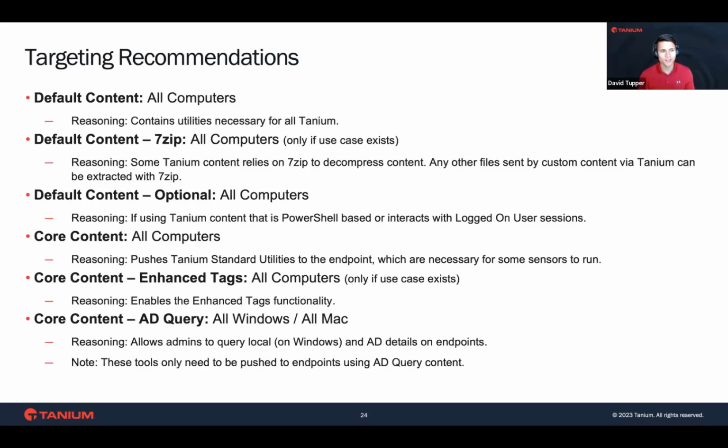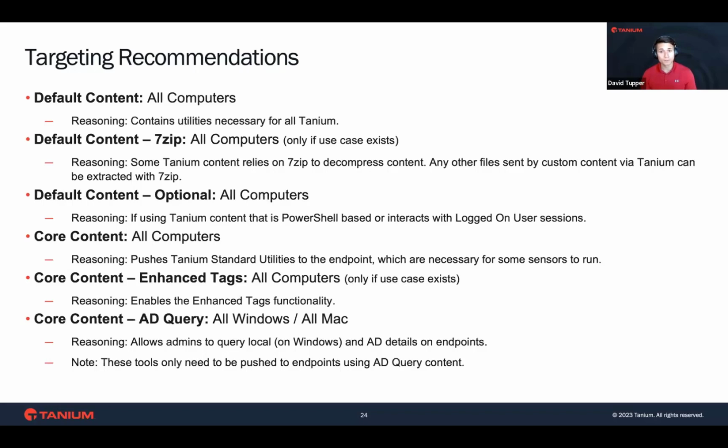So as a result, you're going to want to push that out to all of your machines in Tanium. Default content 7-zip, as I mentioned, is going to be a use case by use case sort of thing, where if you need custom content that has some sort of decompression of files, you're going to want to push out this default content 7-zip. Default content optional sort of falls in the same boat, whereas if you want to have PowerShell based or logged on user sessions, then you're going to want to push out the default content optional.